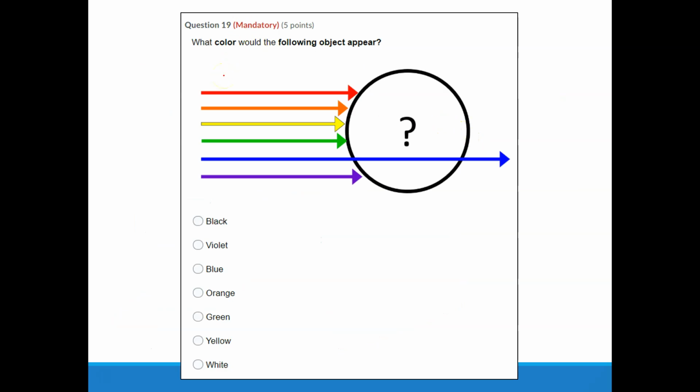All right, question number 19 is talking about filtering. So it's talking about what color would the following object appear. So we can see a bunch of different colors of light, and one of them is moving through it. And we want to know what color will this object appear.